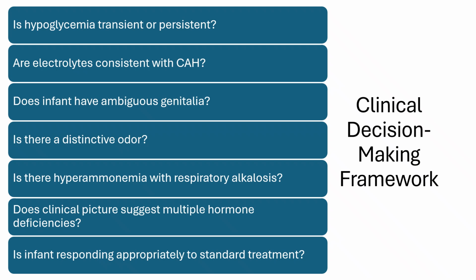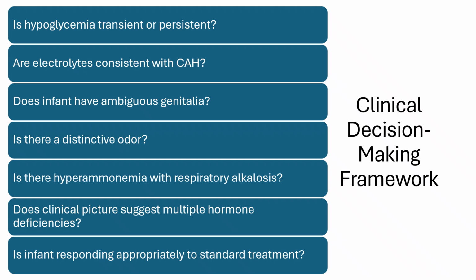This framework guides rapid clinical assessment. First, determine if hypoglycemia is transient or persistent. This distinction drives your entire workup. Check if electrolytes match the CAH pattern. Examine for ambiguous genitalia, which, combined with electrolyte changes, confirms CAH.